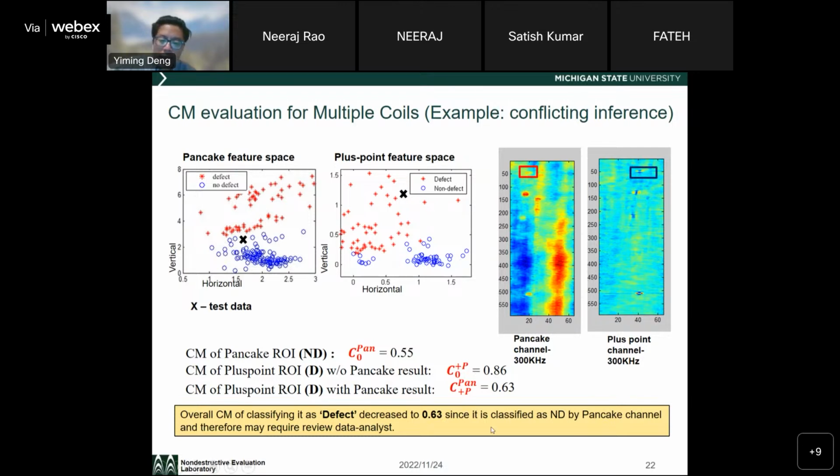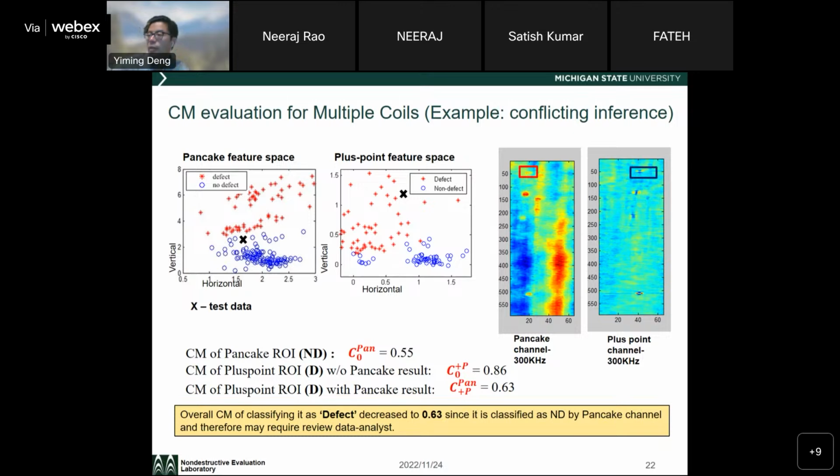And if you do what I just taught, the combined pancake plus point is 63%. What does this tell me? That my overall CM of classifying this as a defect decreased from 86% for plus point to 63%, because it's classified probably as a non-defect for pancake, or maybe close to the decision boundary. It might be a defect there.